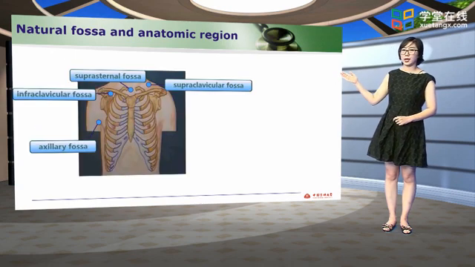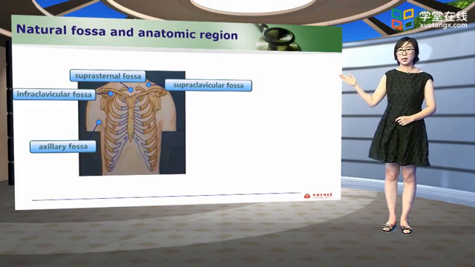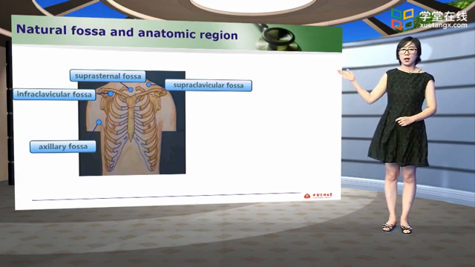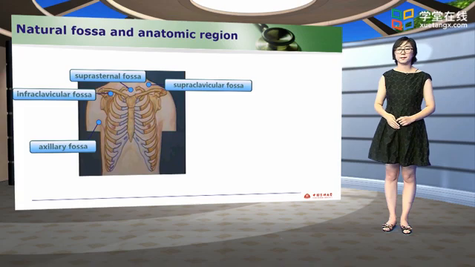From the picture, we can see the first fossa is just above the sternum, so we call it suprasternal fossa. And then the fossa above the clavicular, we call supraclavicular fossa. And the fossa under the clavicular, we call infraclavicular fossa. Then this is called axillary fossa.